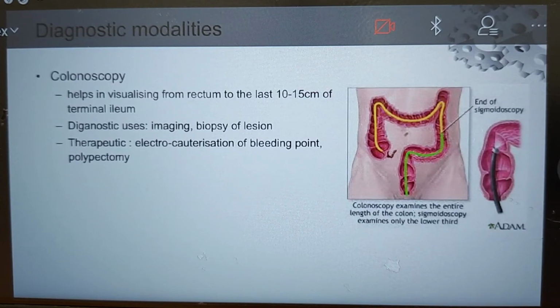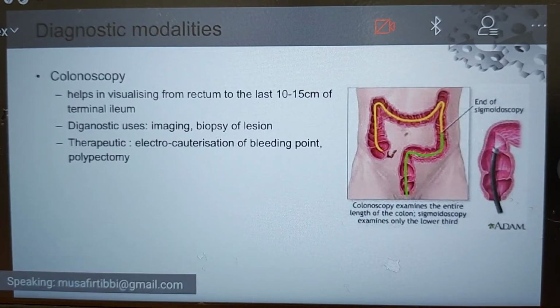Then if there is a mass or a polyp, we can do a biopsy of the lesion in the same setting. And for the therapeutic use, if there's a source of bleeding and it's still actively bleeding, we can use the colonoscopy to do electrocauterization to stop the bleeding. Or if there is a polyp, then we can straight away remove the polyp by doing a polypectomy.